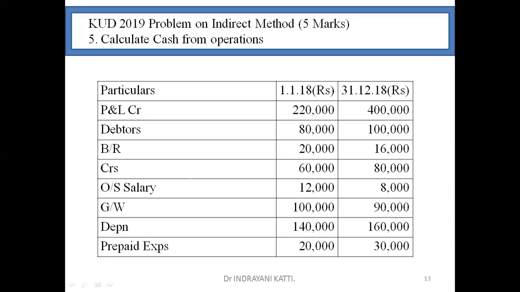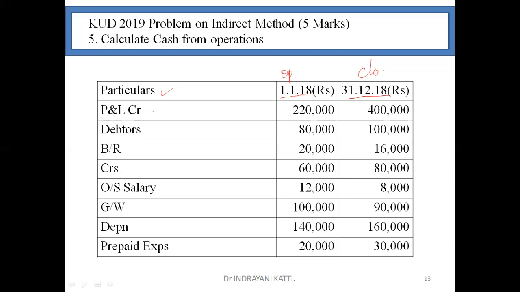Let us look at the information given in the question paper. Calculate cash from operations from the following information. Particulars are given here, with two years of information: 1/1/2018, which is considered as opening, and 31/12/2018, which is called closing. Let us see what all is given.